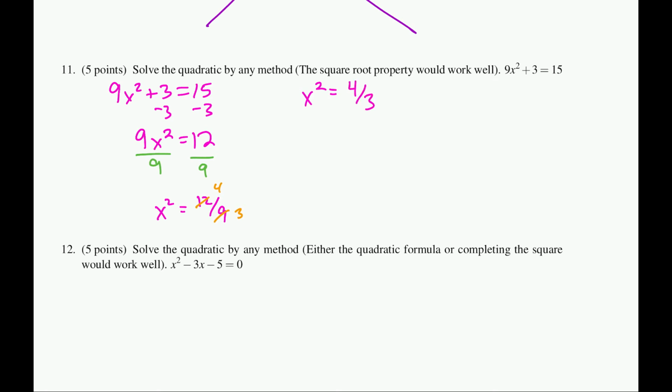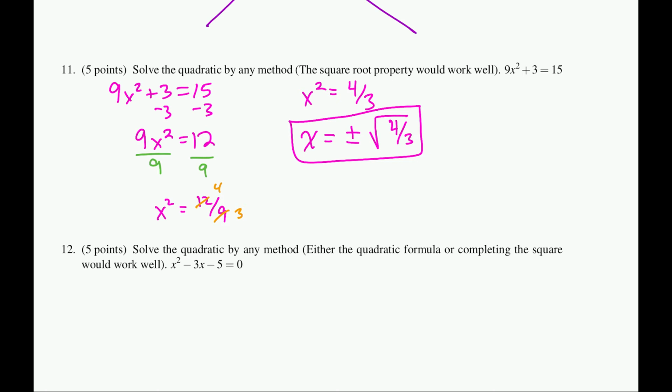And then to solve this, the actual square root property that I mentioned right here means we want to just square root both sides to solve for x. So x is going to be plus or minus the square root of 4/3. And this right here is a perfectly fine answer. You don't have to simplify that further. This is fine.